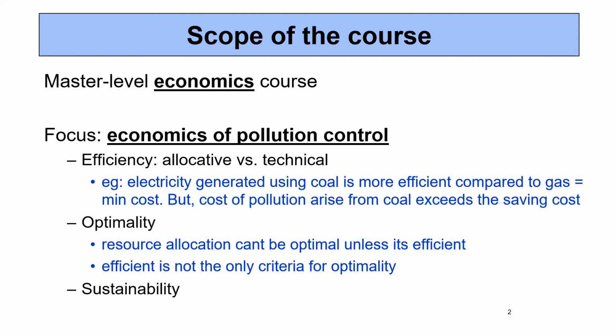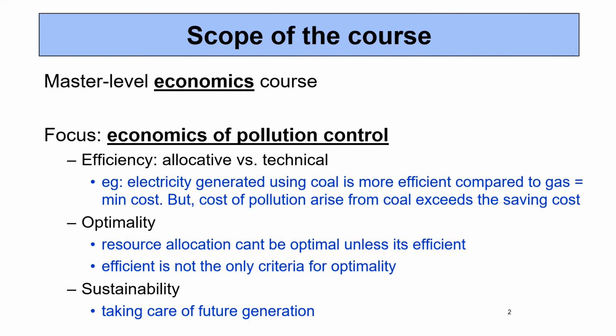Next, optimality. Resource allocation cannot be optimal unless it is efficient. However, efficiency is not the only criterion to achieve optimality. There are many criteria to achieve optimality. Okay, the last one is sustainability. When we talk about sustainability, definitely we are taking future generations into our consideration.